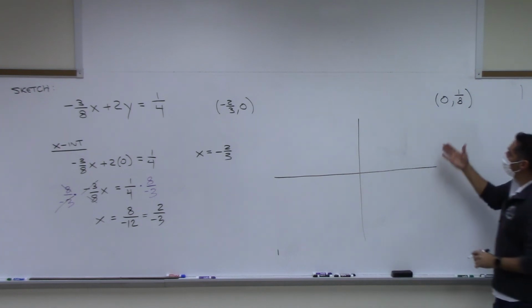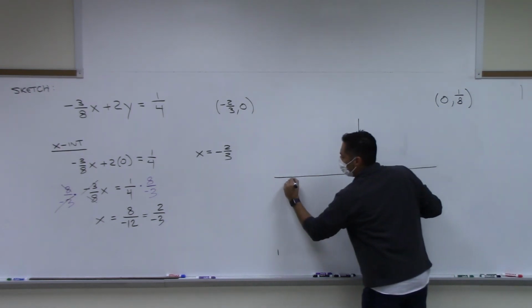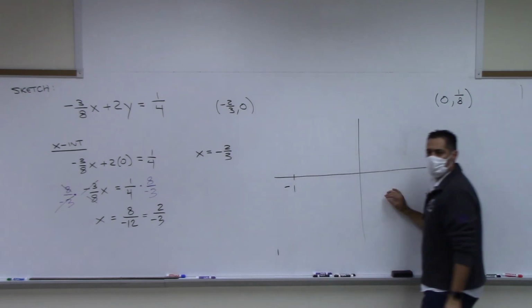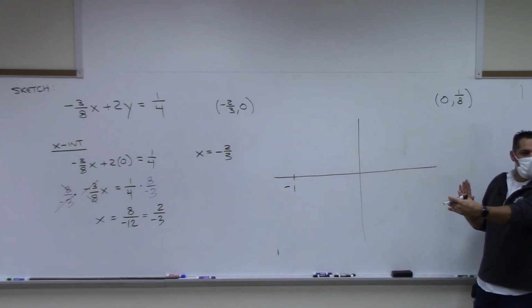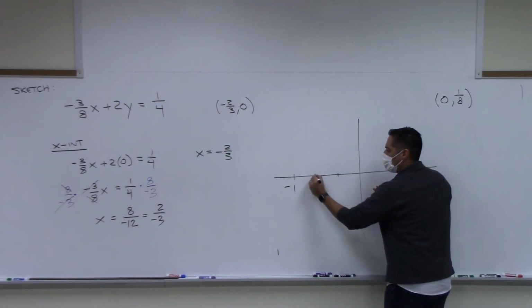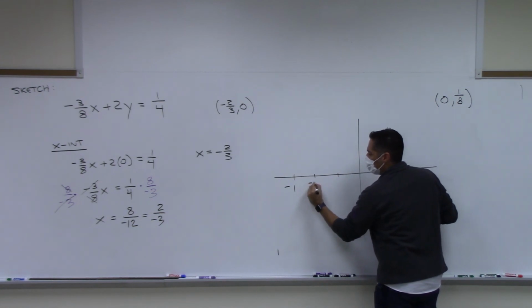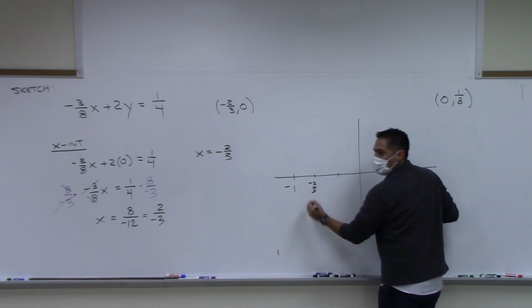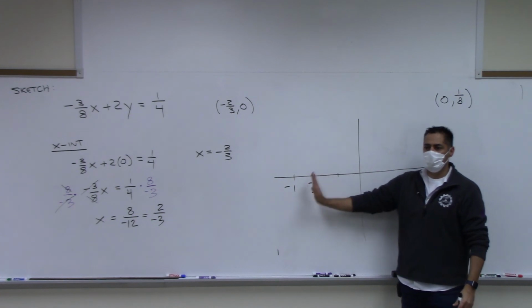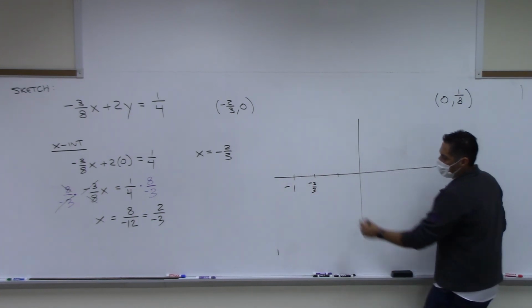Because I know I'm dealing with fractions, my x-intercept is at negative 2/3. Over here, I'm going to put negative 1. See how big I'm making it? And that way I can fit in here. Like, this is 1/3. If I cut this into 3 equal pieces, right, this right here would be negative 2/3. This would be negative 1/3, negative 2/3, and then negative 1. That's my x-intercept.